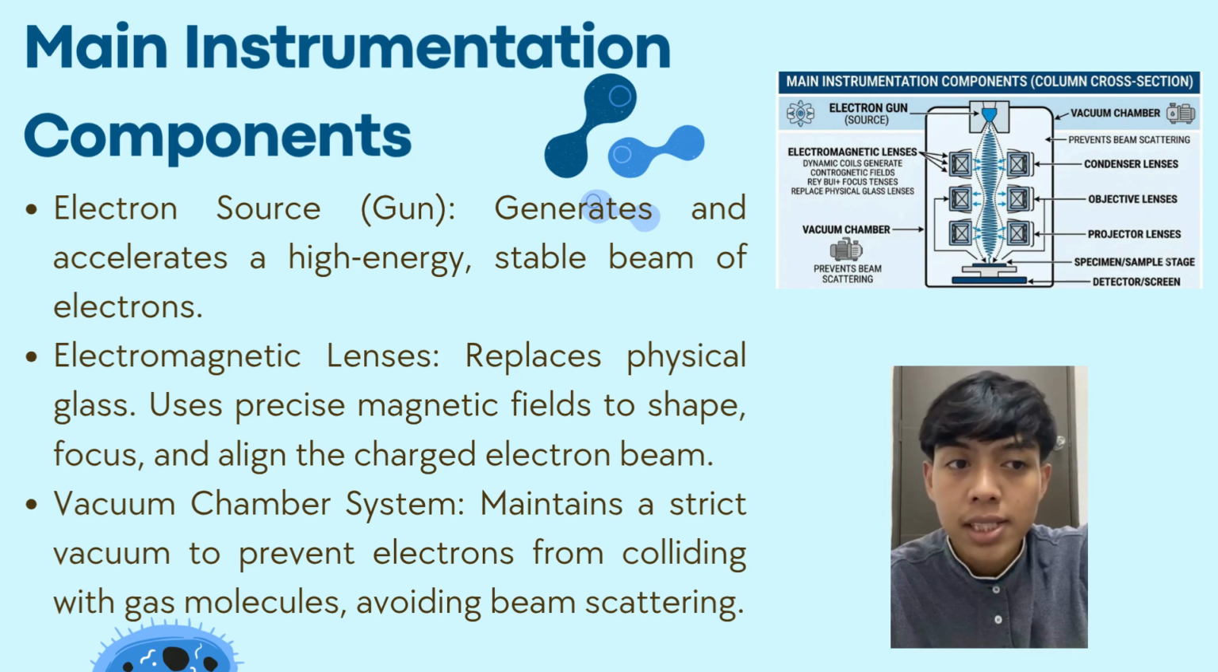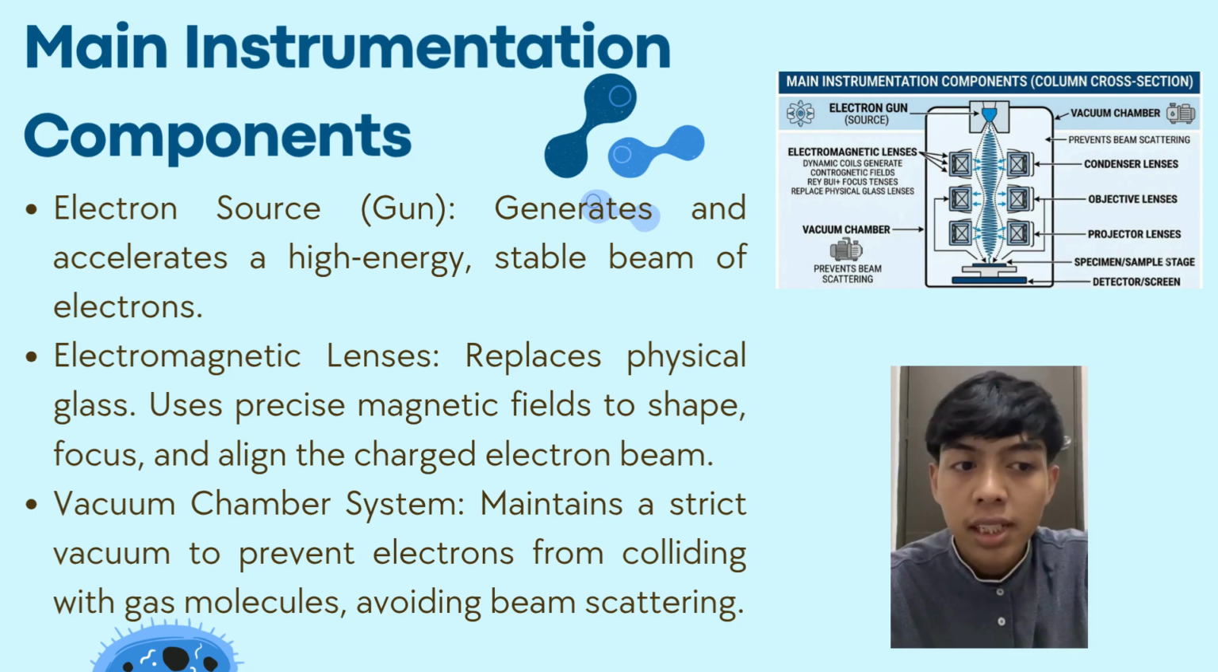Next, let's look at the basic internal components required to handle these properties. Instead of a light bulb, the system uses an electron gun to emit a stable beam of electrons. Furthermore, because electrons are physical, charged particles, they cannot pass through ordinary glass lenses. Therefore, the instrument utilizes electromagnetic lenses by dynamically tuning magnetic fields. These lenses can accurately bend and focus the electron beam. Crucially, this entire framework is sealed inside a high vacuum chamber, ensuring that the electrons do not crash into air molecules and scatter before hitting their target.